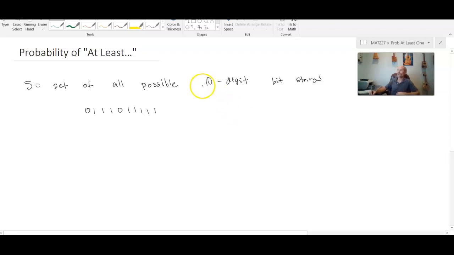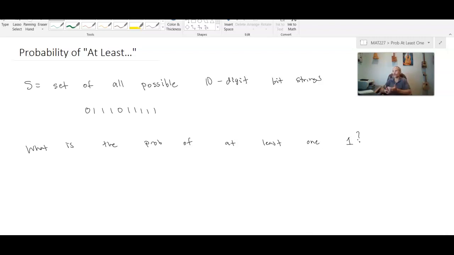And suppose that I want to know what's the probability of randomly generating a 10-digit bit string and having at least one 1. Now, we know that's probably going to be pretty high because there are only two possible bits for each digit. It's either a 0 or a 1. So if we were to randomly generate these, this is no different than a coin toss. It's like asking what's the probability that you toss a coin 10 times and that you get at least one head. So maybe we can even think about a 1 as being a head.